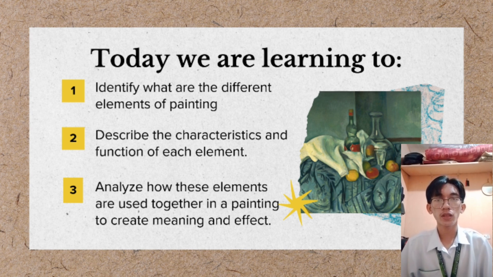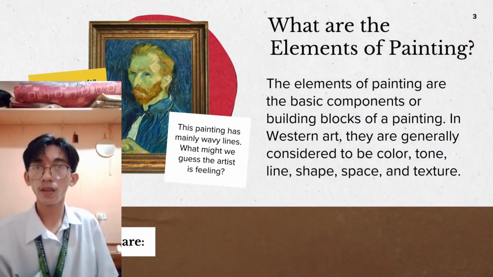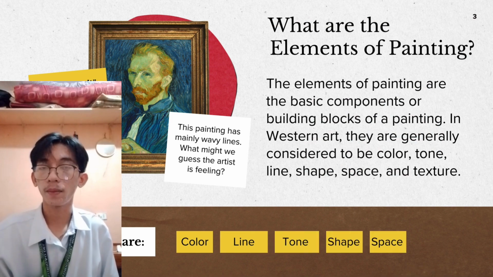So the learning objectives for today's discussion is we are going to identify what are the different elements of painting. The second one is we are going to describe the characteristics and function of each element. And lastly, we are going to analyze how these elements are used together in a painting to create meaning and effect. So what are the elements of painting, by the way?